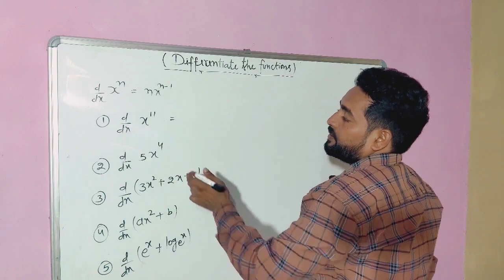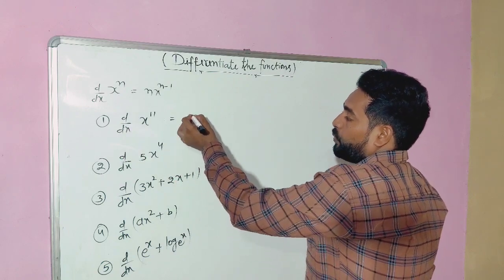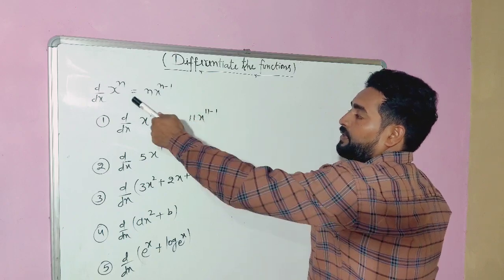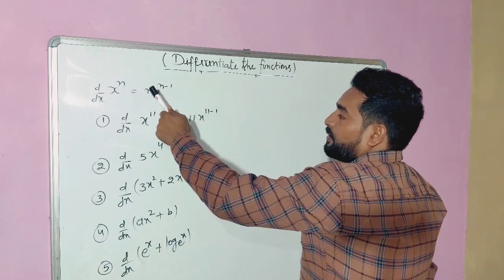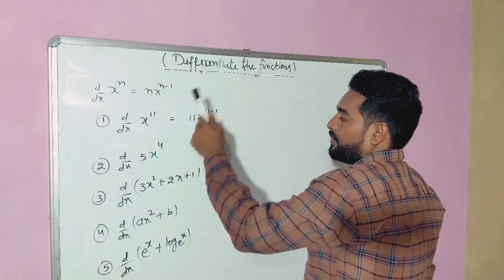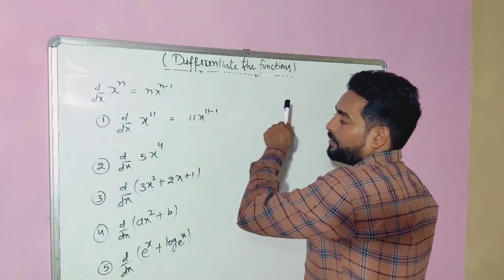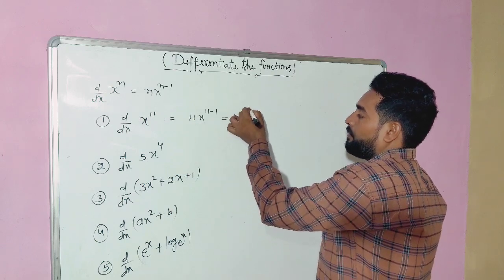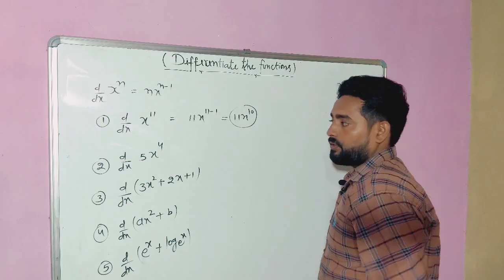d upon dx x power 11 is equal to 11 x power 11 minus 1. This method, x power n is equal to n x power n minus 1, means the power comes in front and the power is reduced by one. So 11 x power 11 minus 1 is equal to 11 x power 10. That is the answer of this question.